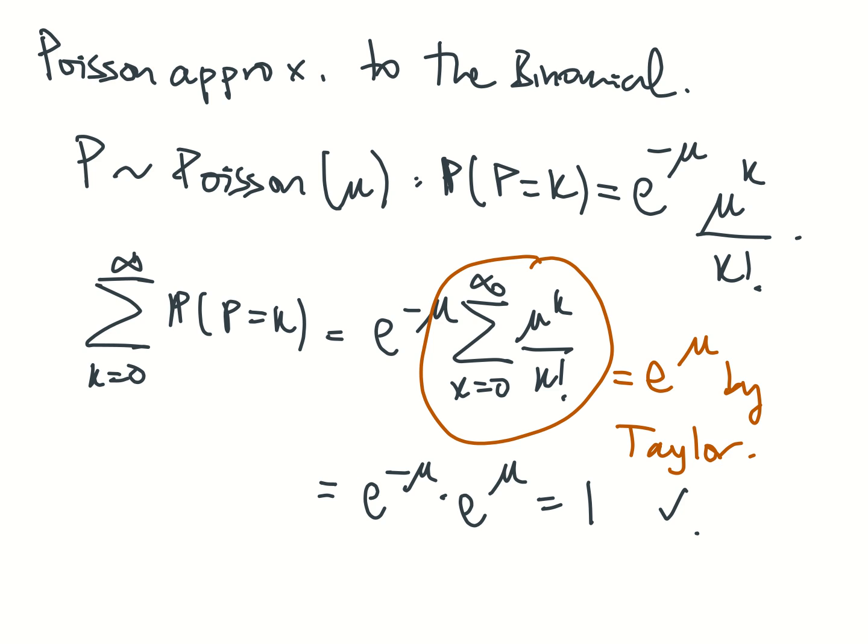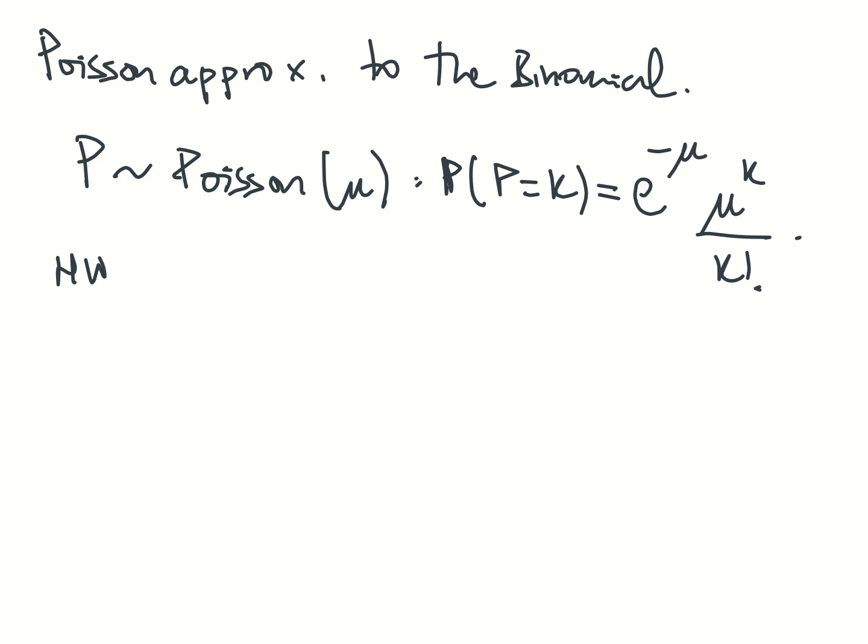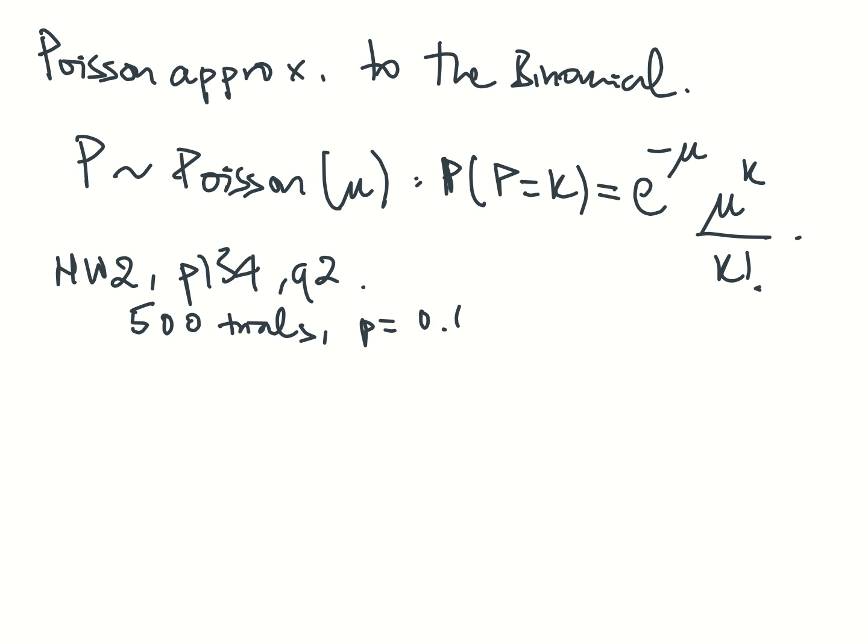Here is an example. Homework 2, question 2, page 134. Find Poisson approximations to the probabilities of the following events in 500 independent trials, with probability 0.02 of success on each trial. A. Probability of 1 success. B. 2 or fewer successes. And C. More than 3 successes. We summarize this problem as follows.